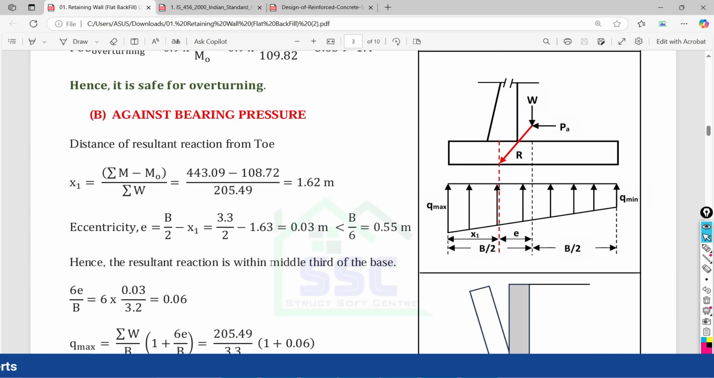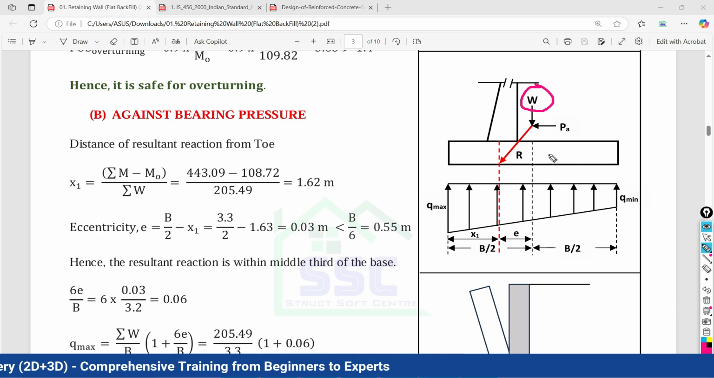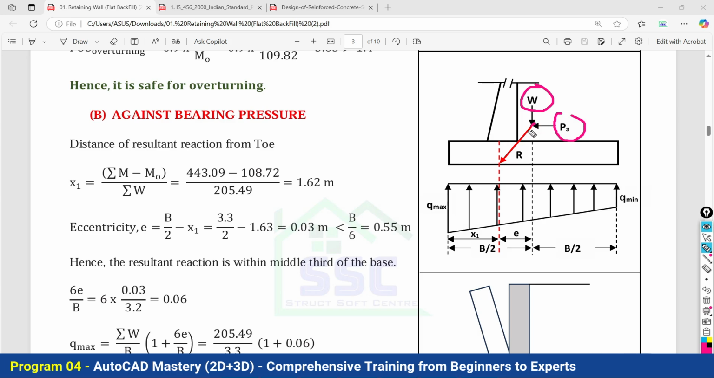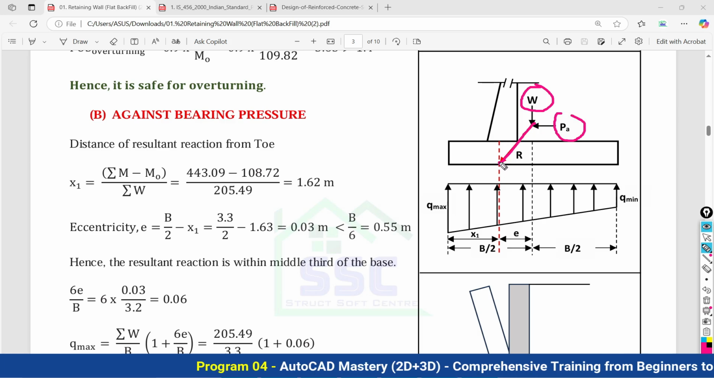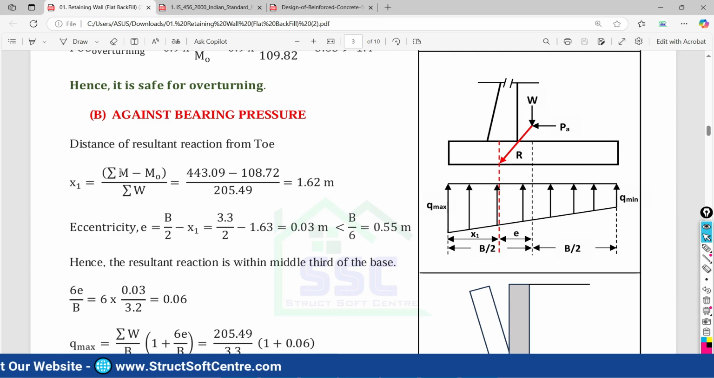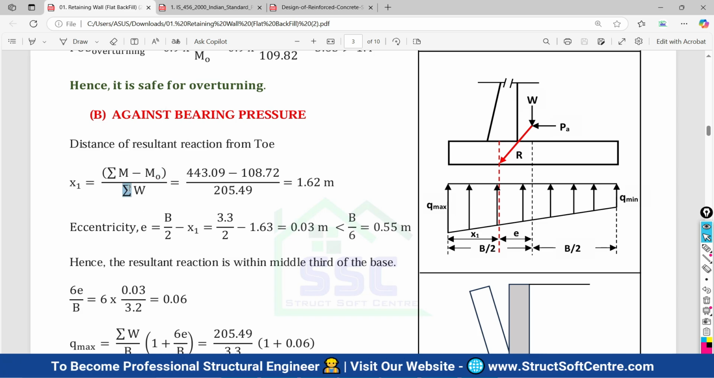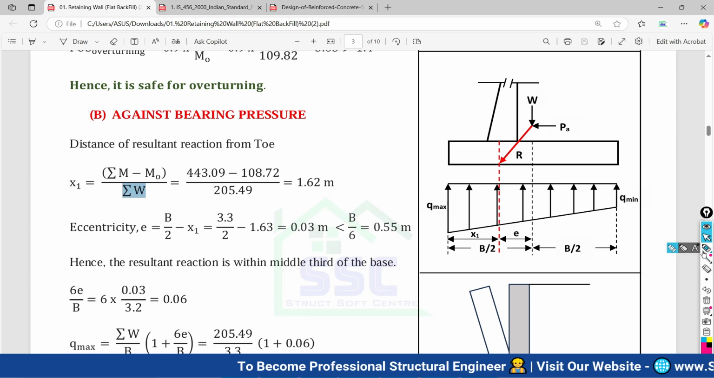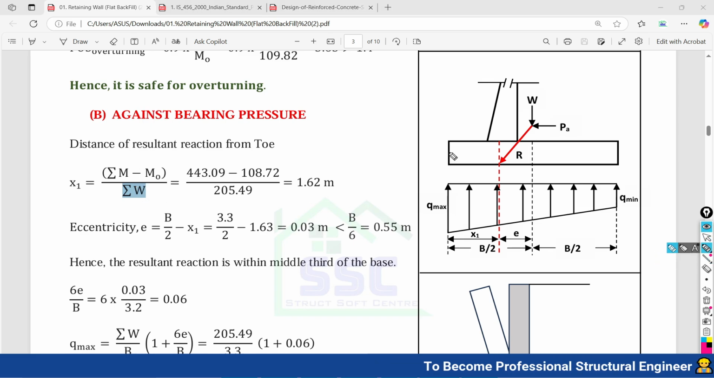So basically, to find the resultant force from the load in the gravitational direction and the load in the lateral direction, it is a resultant force acting at what distance from the toe. At what distance is your resultant reaction going to be formed? So the distance of the resultant reaction from the toe will be x1 equal to restoring moment minus overturning moment divided by overall weight. After doing this calculation, we come to know the distance from the toe is 1.62 meter.